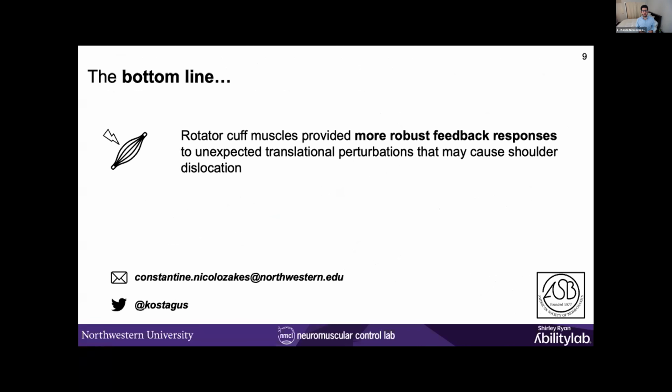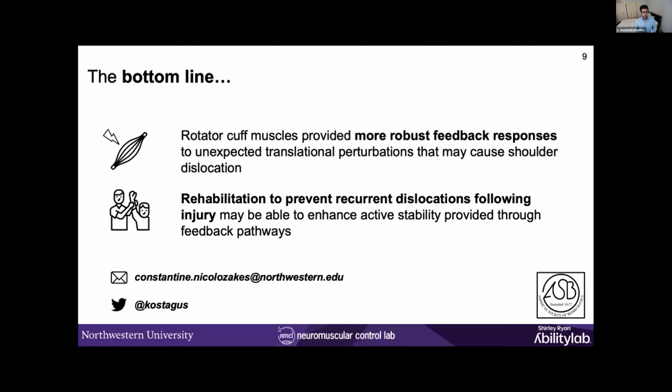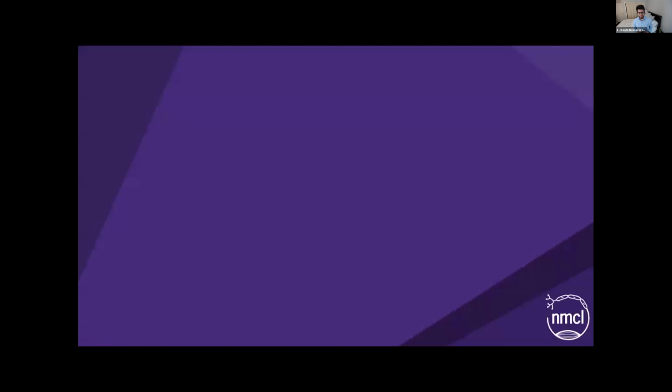So bottom line here, rotator cuff muscles provided more robust feedback responses to unexpected translational perturbations that may cause shoulder dislocation, in part because the reflexes were more sensitive to background activity than primary shoulder movers. And finally, as we step forward, rehabilitation to prevent dislocations following injury and to prevent subsequent dislocations may be able to target feedback stability and can emphasize the larger responses that we saw in rotator cuff muscles. Next.